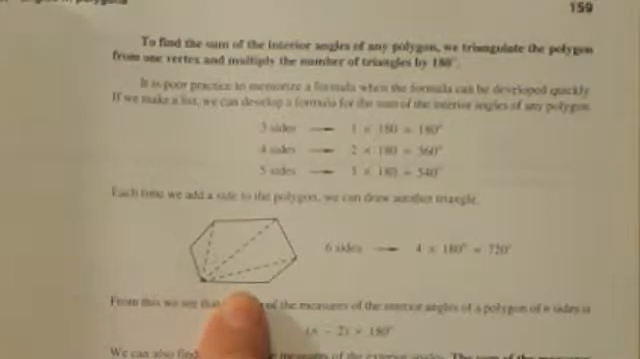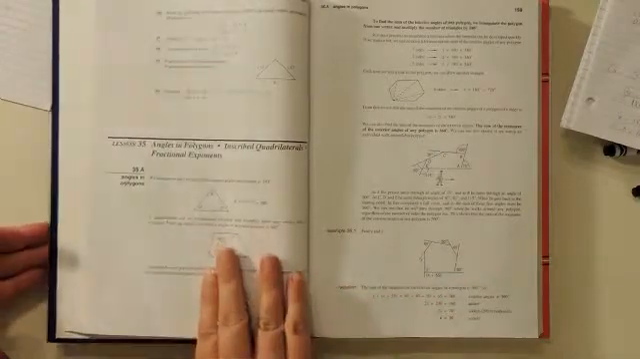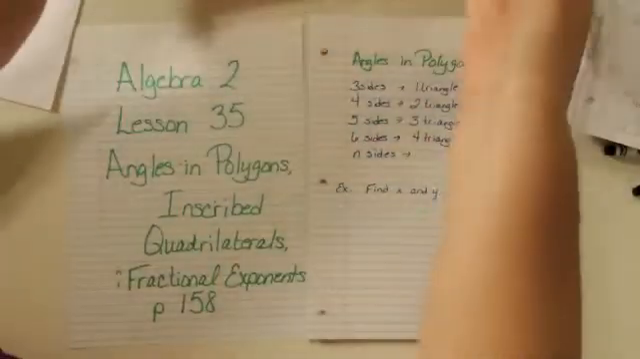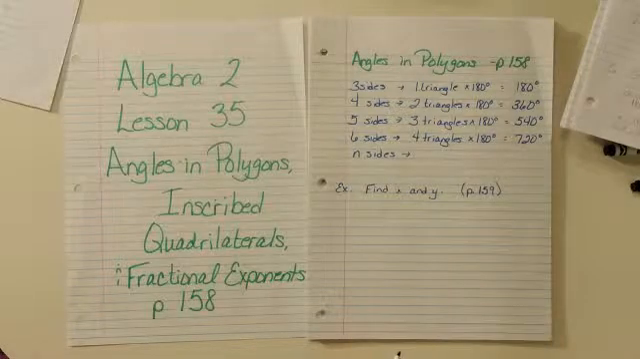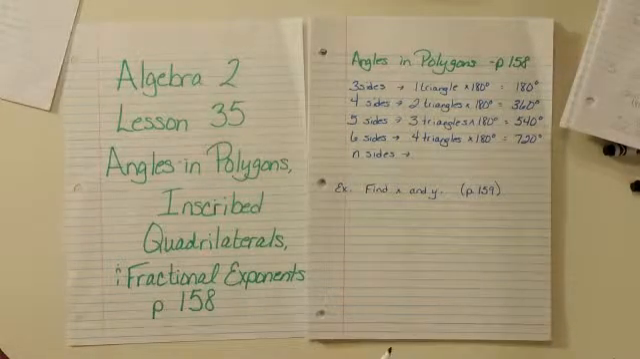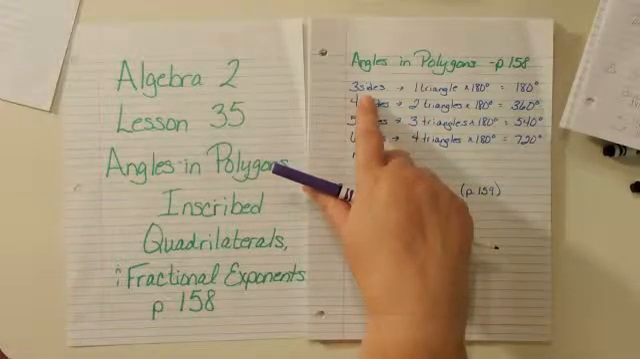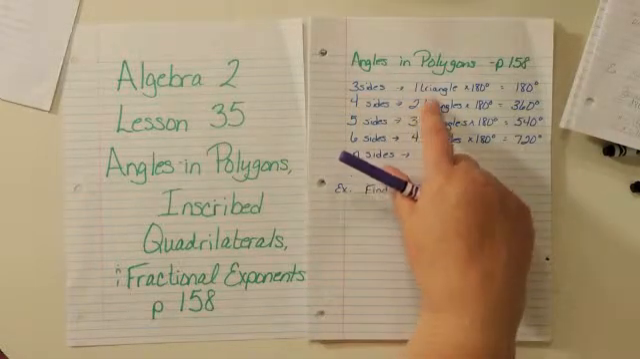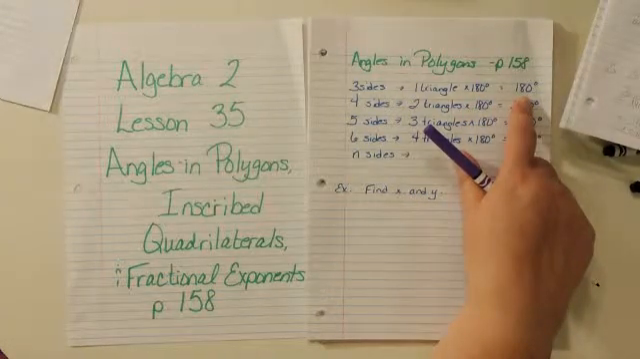So here we have a hexagon, a polygon with 6 sides. And it can be divided into 4 triangles. Here's 1, 2, 3, and 4. If we make a list, we can see a pattern that will show us the formula for determining the sum of the measures of interior angles for any polygon. If a polygon has 3 sides, so it's a triangle, it contains 1 triangle times 180 degrees, which equals 180 degrees. Okay, that was simple enough.